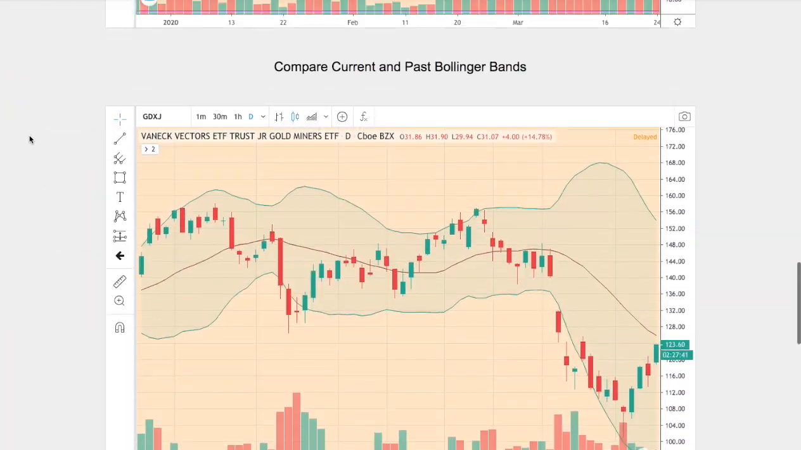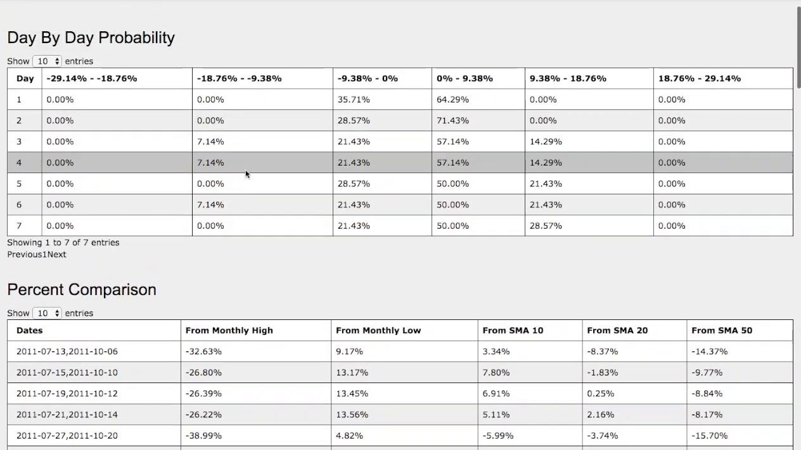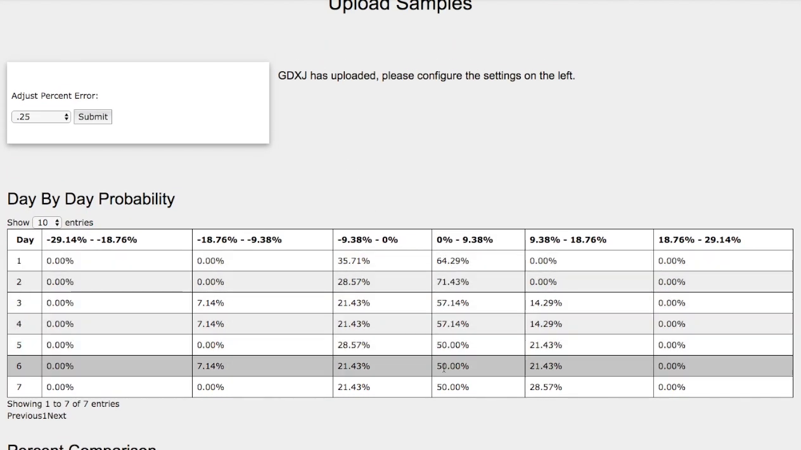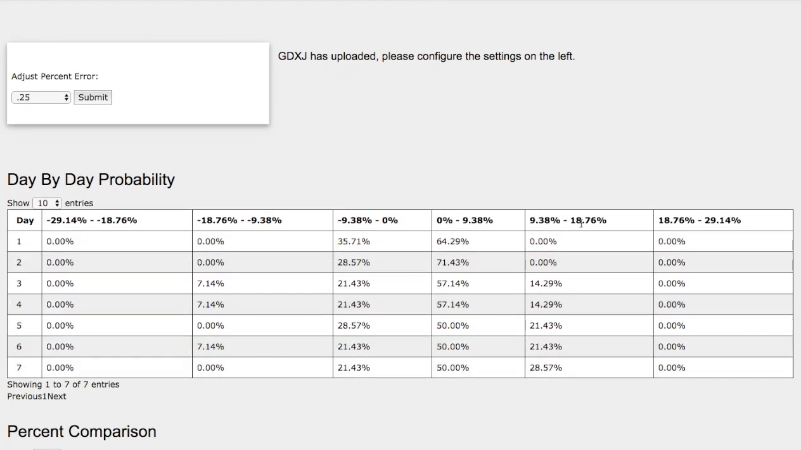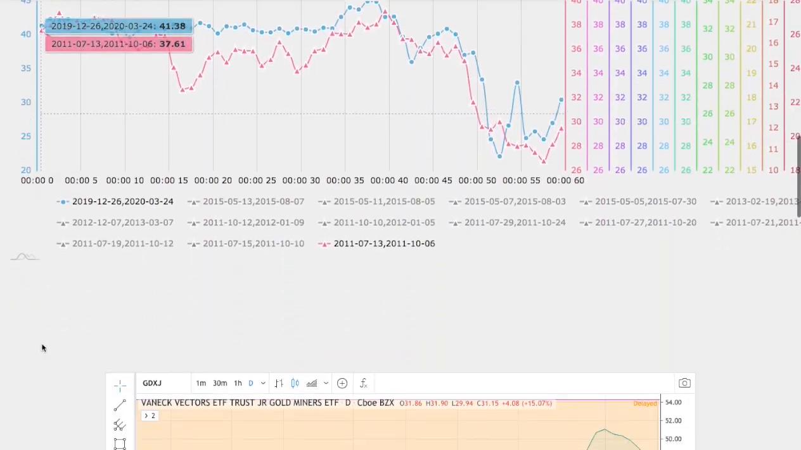So back to the day-by-day probability model as the days progress to the 7th day. On the 7th day, we have a 50% chance for gold miners to climb higher between 0 and 9%. On the extreme case, we have a 29% chance for gold miners to climb higher between 9% and 19%. On the other hand, we have a 21% chance for gold miners to fall lower between 0 and negative 9%.